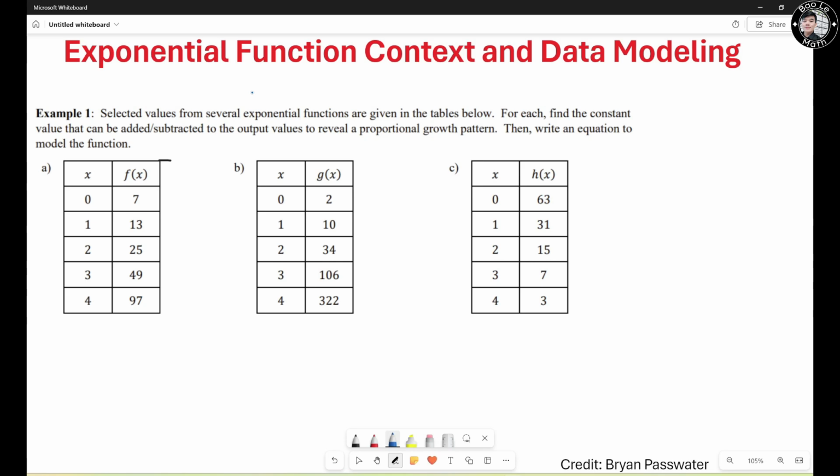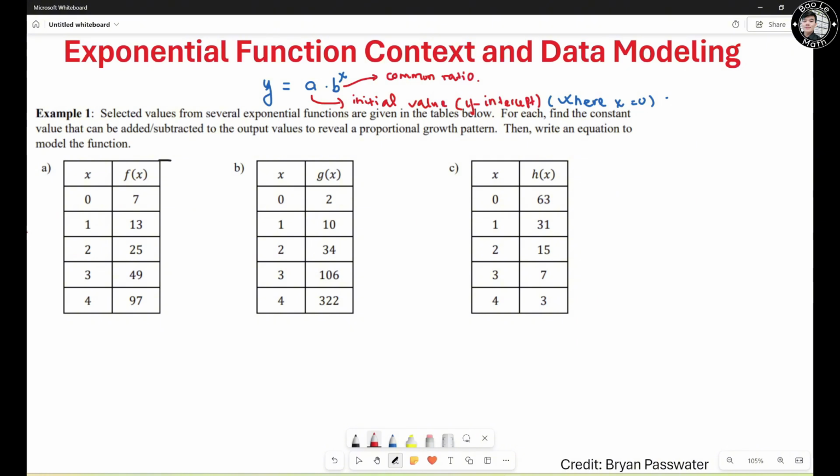The exponential function is given by the formula y equals a times b raised to the s, where a is the initial value, the y-intercept. The y-intercept is where s equals 0, keep that in mind. b is the common ratio.